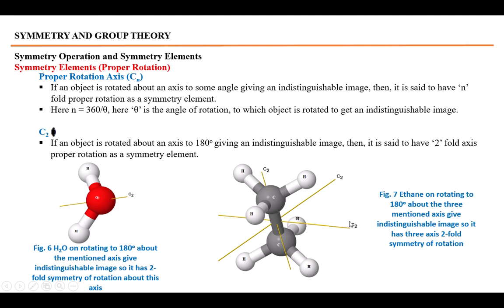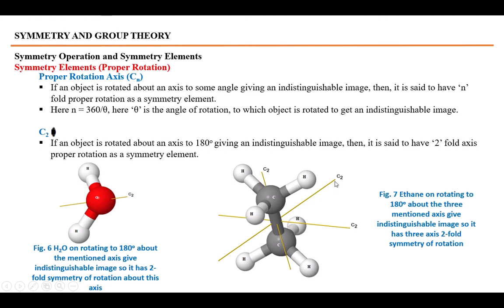If you talk about the ethane molecule, and this is an axis passing through ethane. These are three axes passing through the ethane molecule. It's the staggered form of ethane. There exist three C2 axes of symmetry here.